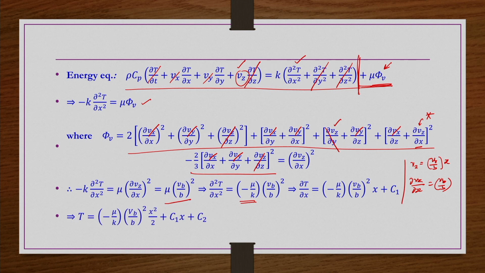If you integrate it again, T is equal to minus mu by k (Vb/b) whole square times x square by 2 plus C1x plus C2, right. So this is the temperature profile, but it has two unknowns, C1 and C2. Those two unknowns we will now find out using the boundary conditions. What are the boundary conditions? At x is equal to 0, T is equal to T naught, and at x is equal to b, T is equal to Tb, they are given.